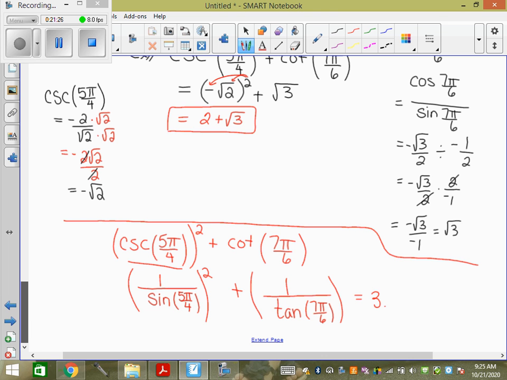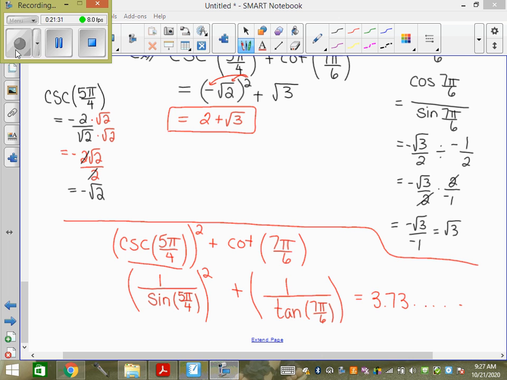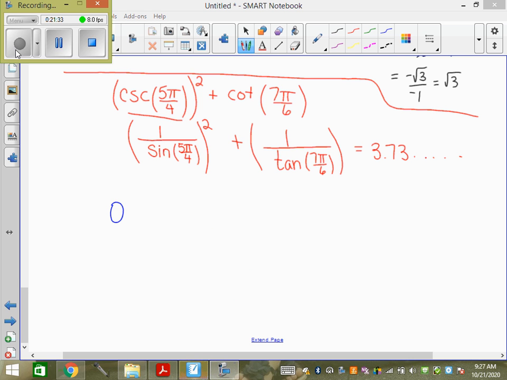Okay. So you guys are going to type it in until you get that answer 3.73. Try it out. Okay, the only other thing we did was the theta equals A over R.